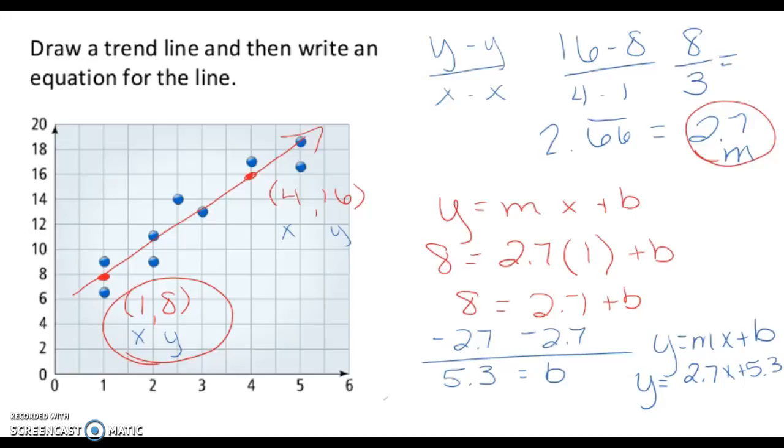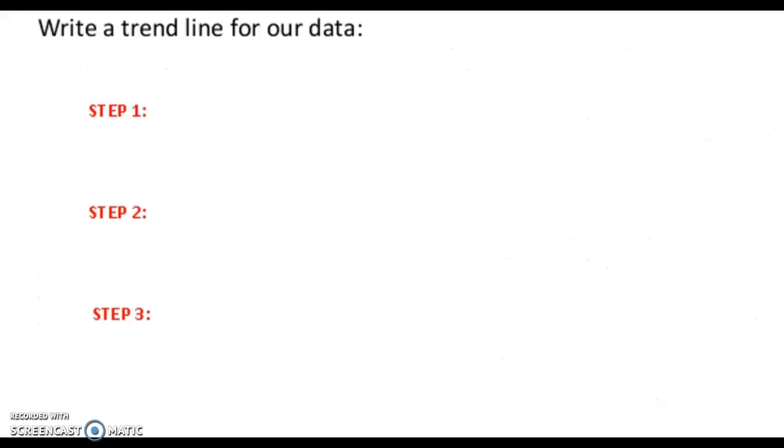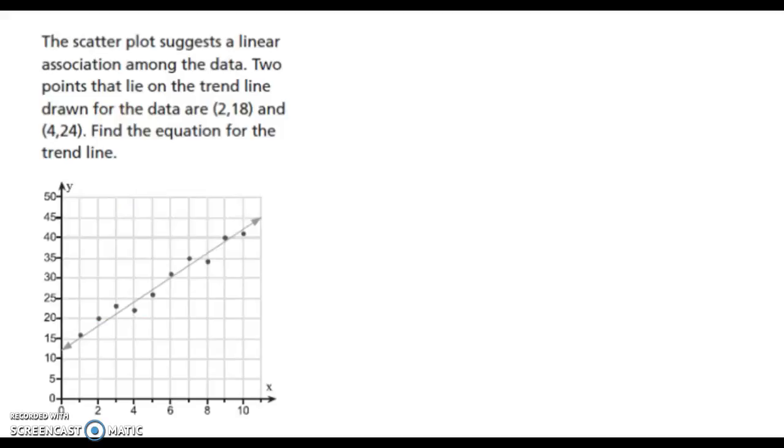Okay, let's look at the next one. On the next box for u, it looks like this, and we're going to skip that for right now. We're going to jump into this one. It says the scatter plot suggests a linear association among the data. 2 points that lie on the trend line and are drawn from the data are (2, 18) and (4, 24). We want the equation for that trend line.